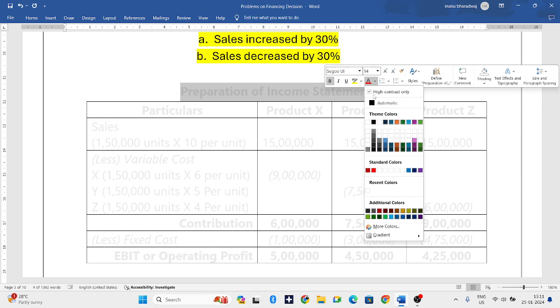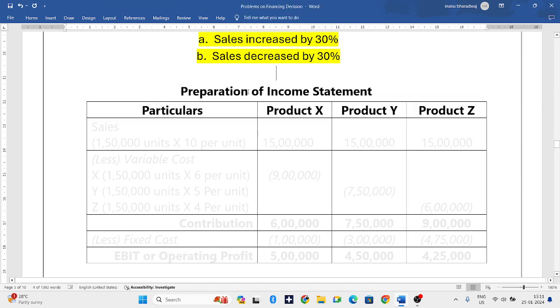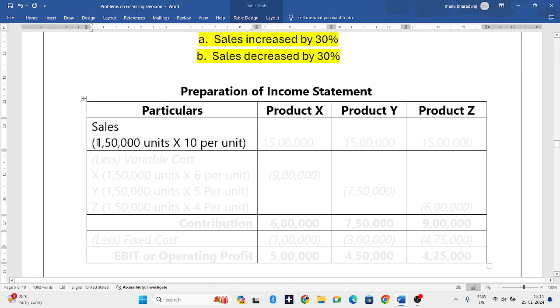It will be the preparation of the income statement. We will be having three columns: particulars column, product X, product Y and product Z. First will be sales. First, 1,50,000 units they are selling.